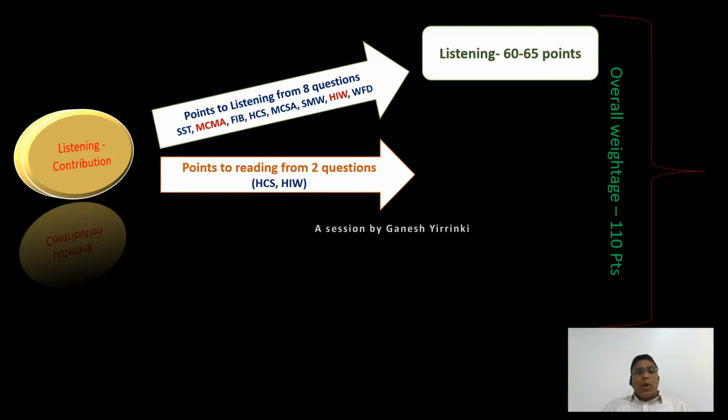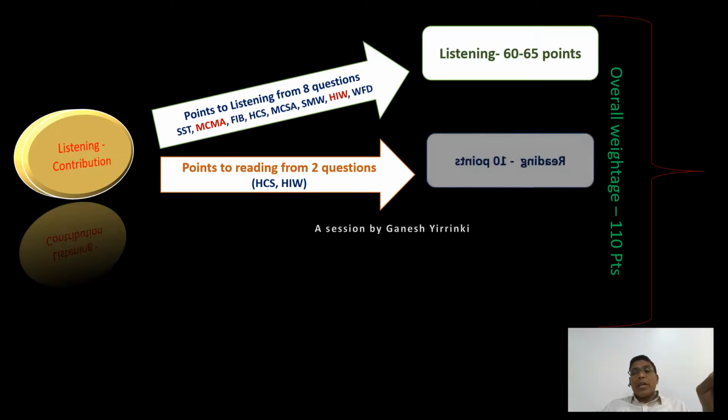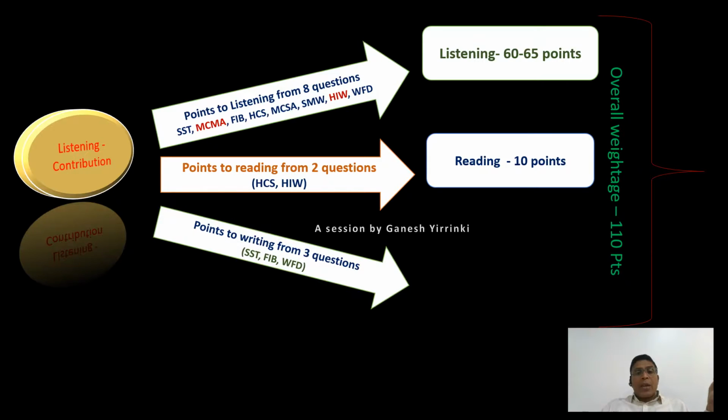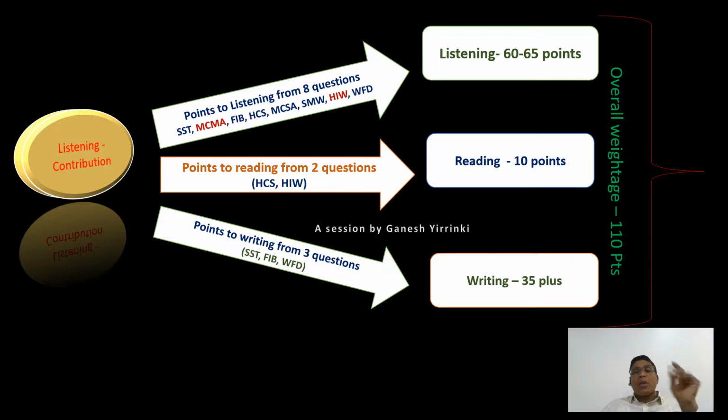And then we have points from the listening module. There are two questions, highlight correct summary and highlight incorrect words. These two questions can carry points to the reading module to the extent of 10 points. And from the listening module, there are three questions that carry points to your writing score, and those are summarize spoken text, fill in the blanks, and write from dictation. These three questions can get you around 35 plus points to your writing score.